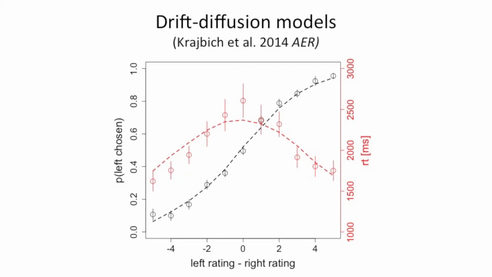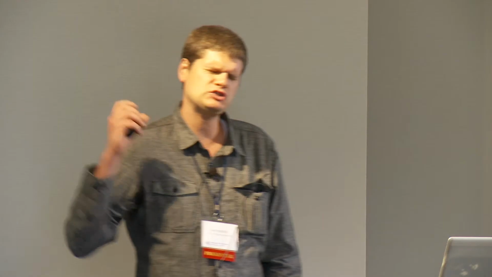So when the difference in ratings between the two options is 0, subjects are indifferent between choosing left and right, so they're at 50-50. As the strength of preference increases, subjects are more likely to choose the left option as left gets better, or the right option as right gets better. That's the black curve. The red curve is their response times. And what you'll notice is that the response times are highest when subjects are indifferent, and then they go down symmetrically as the strength of preference goes up. Okay, and this is an extremely robust result. Temporal discounting, social preferences, food choice, counting dots on a screen, it always looks like this.